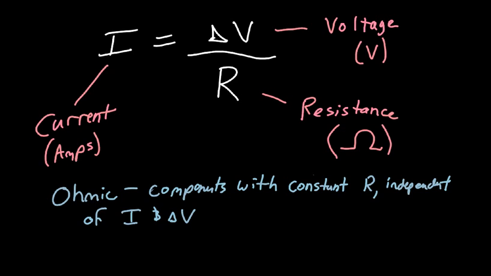Now this relationship requires that our resistance, or the ratio between I and V, be some constant value. So if we double the current, we would expect to have double the potential difference, or vice versa. That happens for some materials. It doesn't happen for others. Materials where R is a constant value, no matter how much voltage we put across this component, the voltage to current ratio will be the same. We call those ohmic materials.